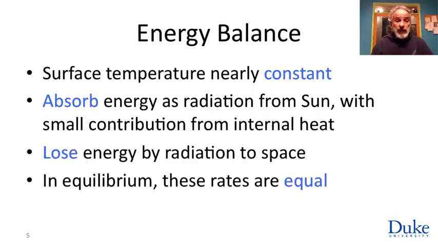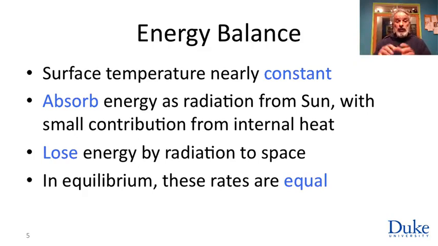What keeps Earth from freezing is the sunlight. So we can set up an understanding of what maintains the constant temperature of Earth by setting up a sort of balance problem. Earth absorbs energy from sunlight as radiation, with this additional small contribution from internal heat. But if you remember that every square meter of Earth absorbs about 1,300 watts in sunlight, the 100 watts in internal energy is not a big deal.